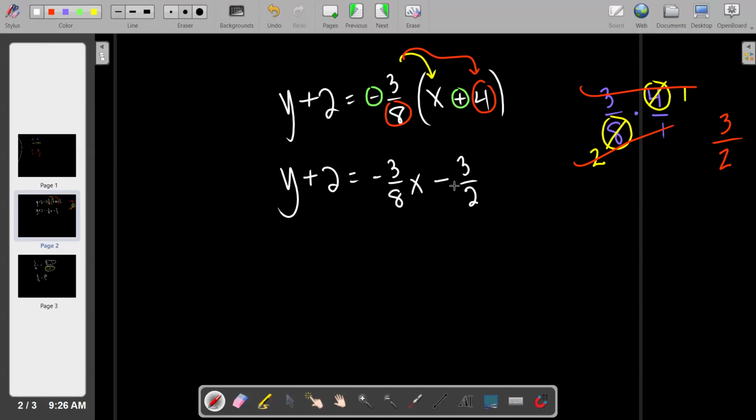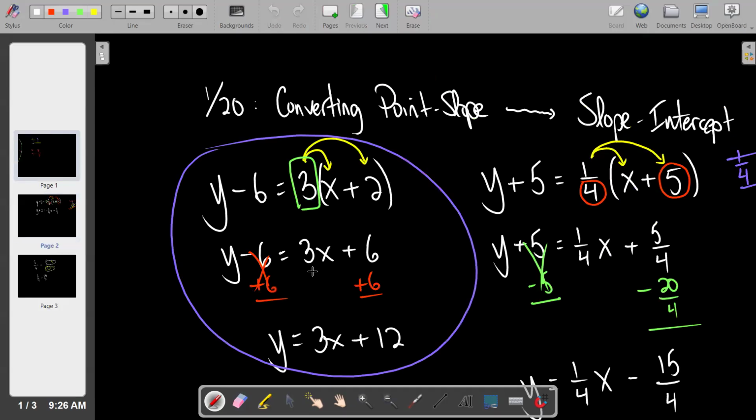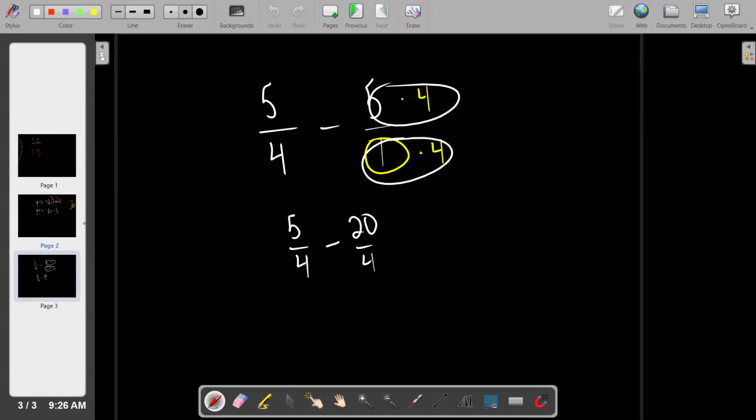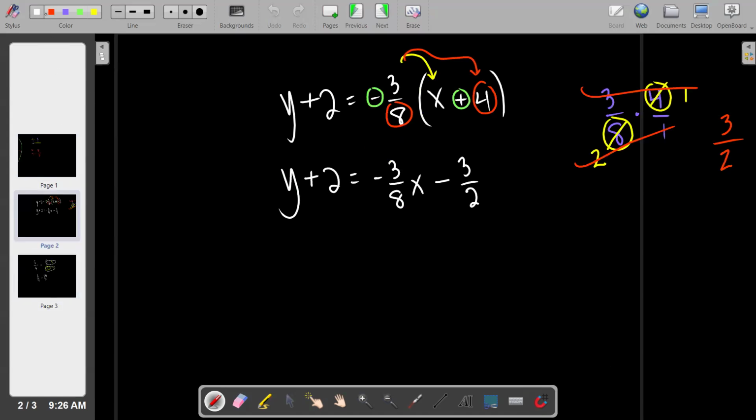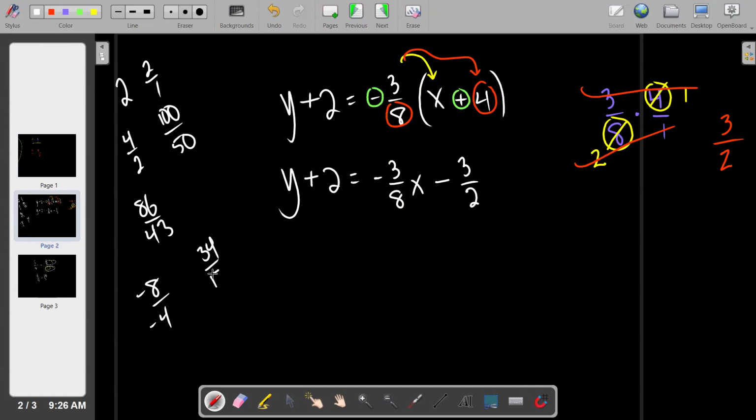which eventually you'll see becomes the easy step, right? It's this next one that I spend a lot of time every year trying to coach people through. I have to subtract 2. I'm putting 2 in air quotes here because the number 2 is a chameleon. The number 2 can be whatever you want him to be. The number 2 can equal 2 over 1, 4 over 2, 100 over 50, 86 over 43, negative 8 over negative 4. It could be 34 over 17.